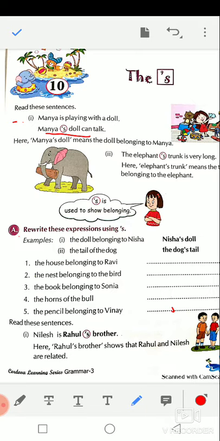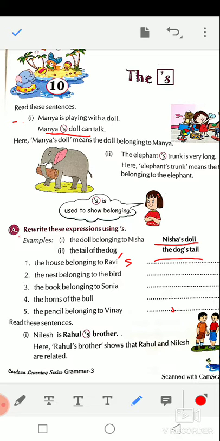How will we write this? Nisha's doll. The tail of the dog means the dog's tail. When we are talking about the tail of this dog, then we can also say the dog's tail. The house belonging to Ravi. I will send you the answer key also, but only see here, I am saying the house belonging to Ravi. We can also write Ravi's house, by putting Ravi, then apostrophe, then s. Ravi's house shows that this house belongs to Ravi.